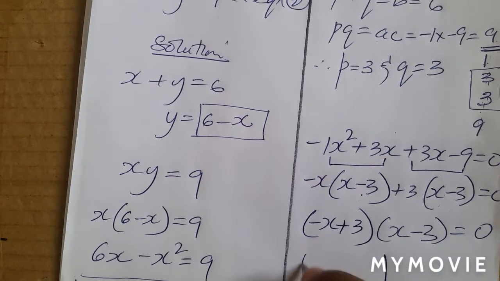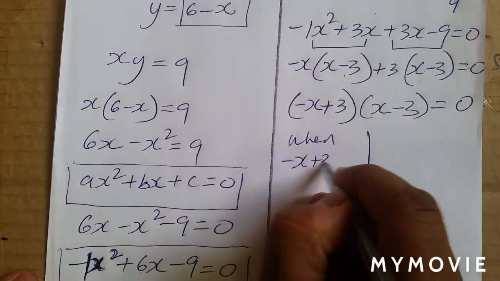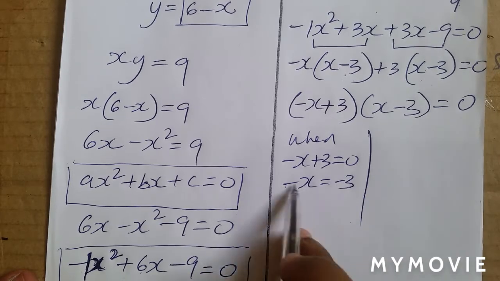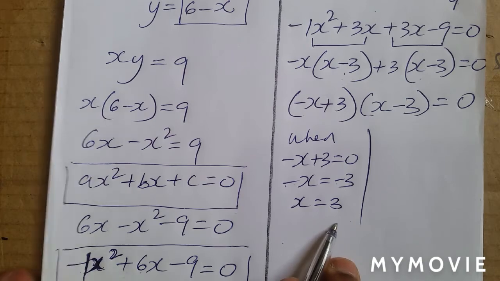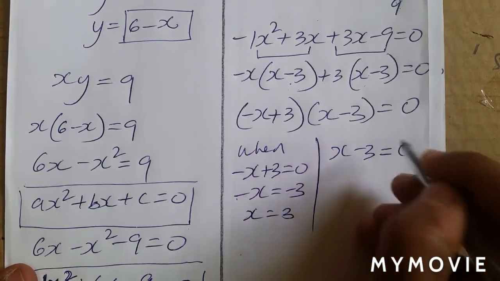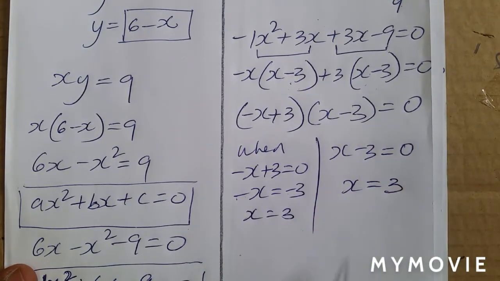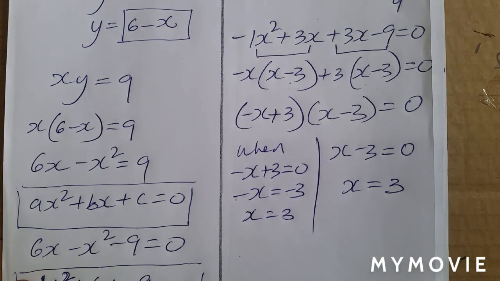So I'm going to break off now. When minus x plus 3 equals 0, minus x is equal to minus 3. Change the sign on both sides, so therefore x is equal to 3. So we have one value of x. Next one, x minus 3 equals 0, x is equal to 3. So we know that x is equal to 3. So we have that value now.